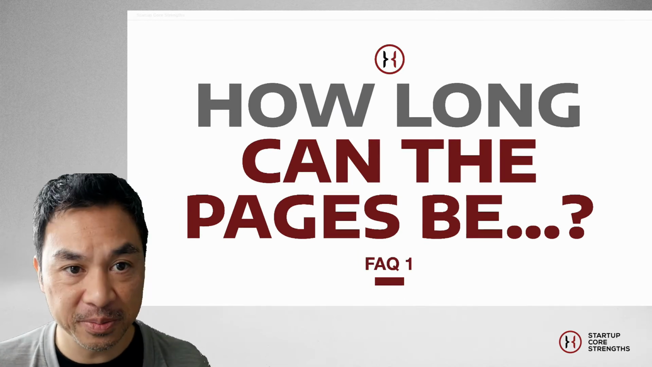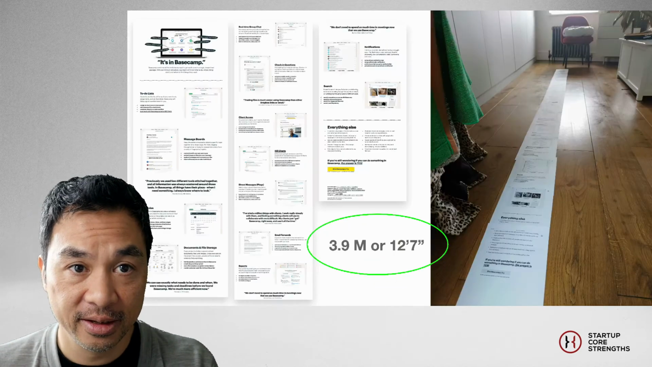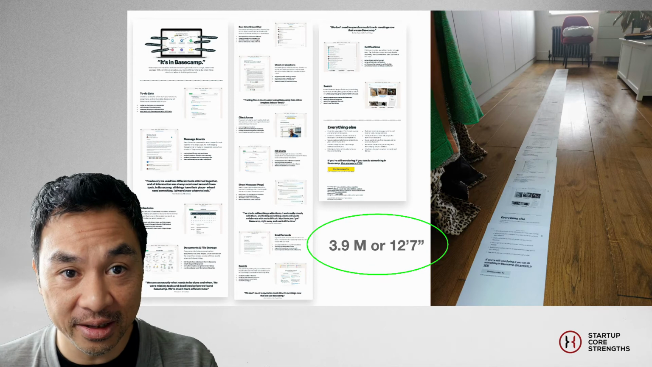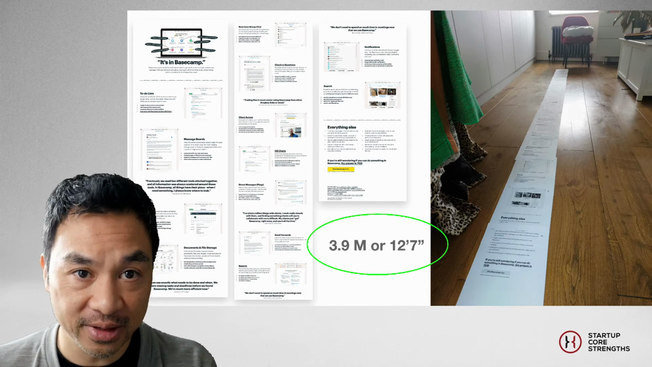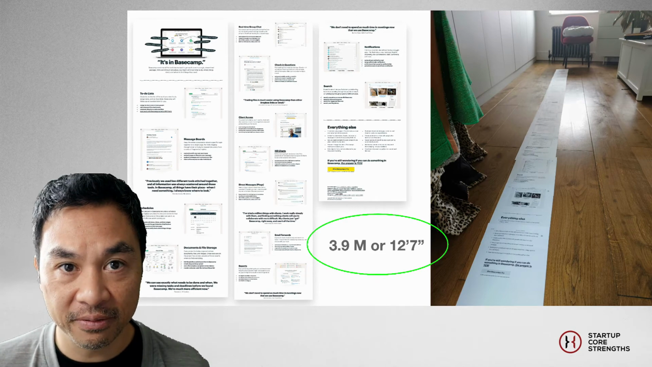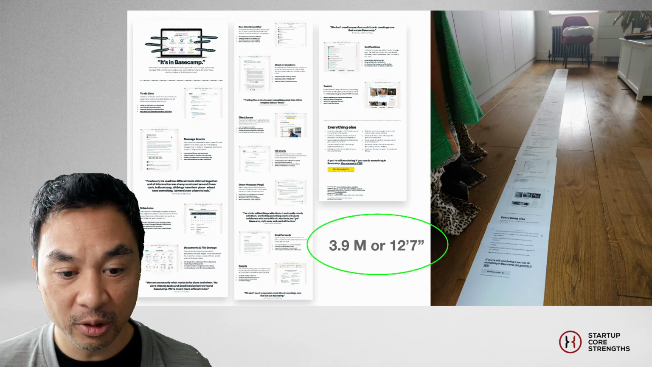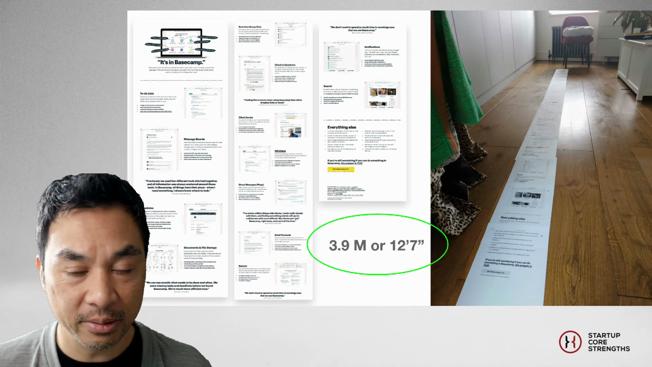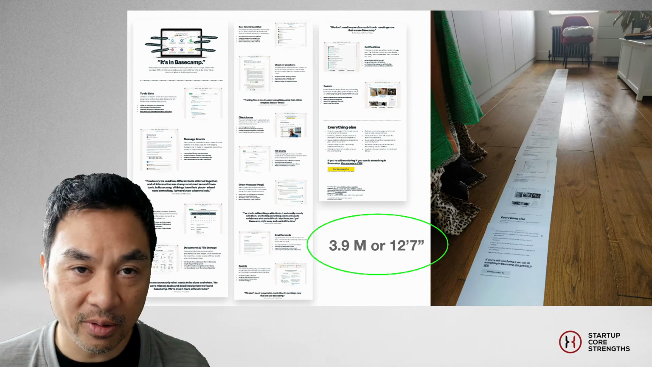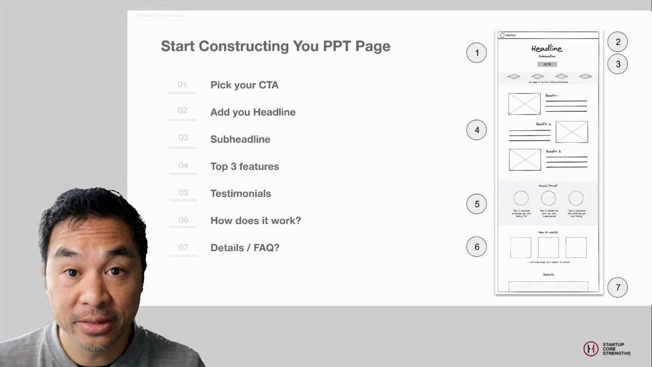So how long can these pages be? Look, these pages can be as long as they need to be. Here's an example of Basecamp's actual landing page, right? It's nearly 4 meters long, nearly 13 feet long. Now, obviously, this is extreme, but the point I'm trying to make is, as long as you have the hierarchy correct, and from the top down you go into greater depth and detail the more you scroll, your page can be as long as it needs to be, as long as it keeps answering questions and keeps people engaged.